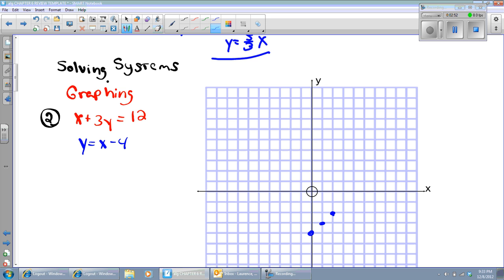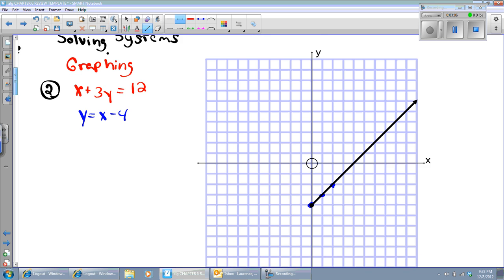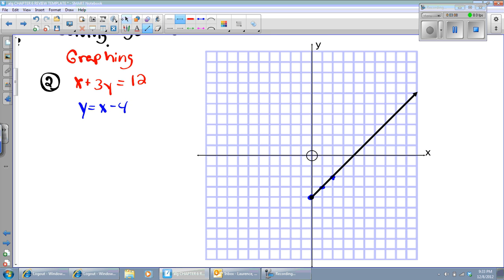And so I shall draw, okay, get my line graphed. Sorry for the delay there.